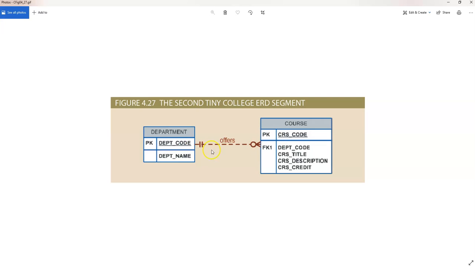But again, this is a weak relationship. That's why it's got the dashed line, because these are both strong entities. Department code's not part of the primary key over here, and CRS code's not part of the primary key over here. So they're strong entities with a weak relationship between the two. They could exist even if offers didn't exist, but probably not in my mind, but you get the idea.